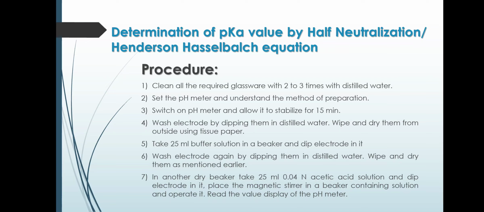In another dry beaker, take 25 ml of 0.04 normal acetic acid solution. Dip the electrode in it. Place the magnetic stirrer in the beaker containing the solution and operate it. Read the value displayed on the pH meter.